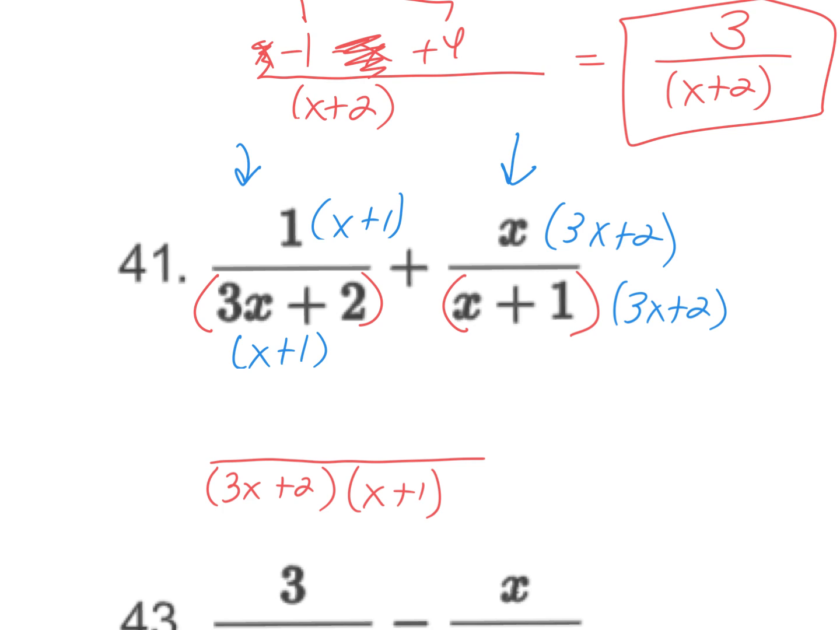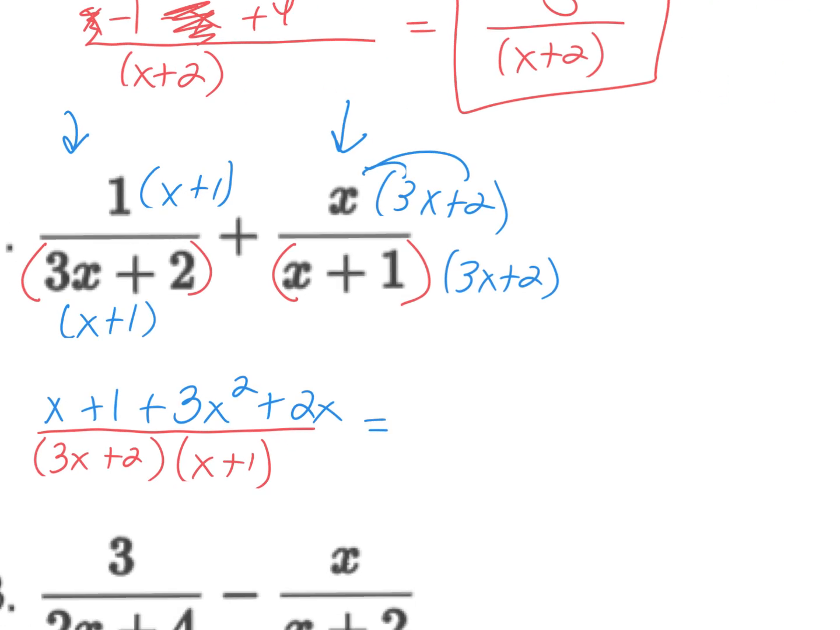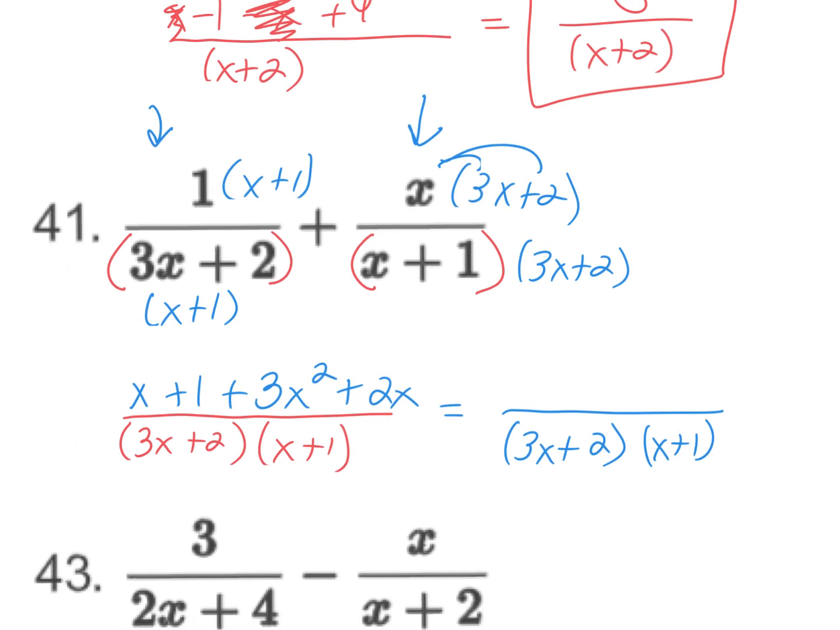So now we're going to multiply. I have 1 times x is x. 1 times 1 is a positive 1. Then I have my plus sign. x times 3x is 3x squared. And x times 2 is plus 2x. Everybody with me? Okay. Rewrite your denominator again: 3x plus 2, x plus 1. And now we combine like terms.